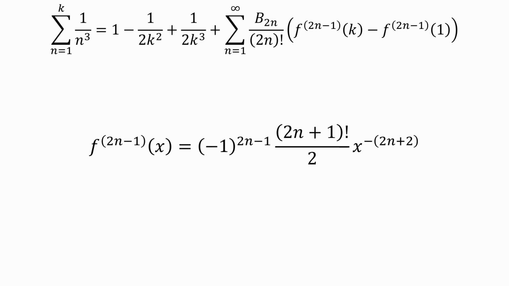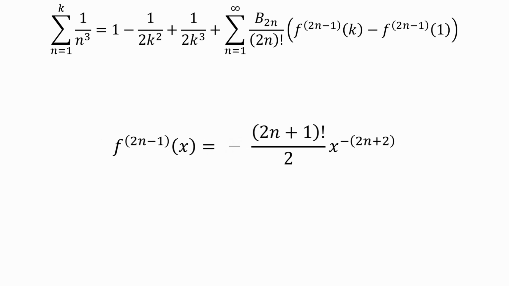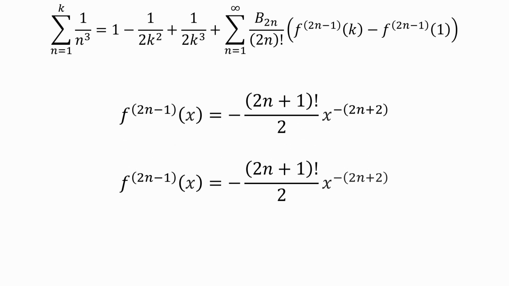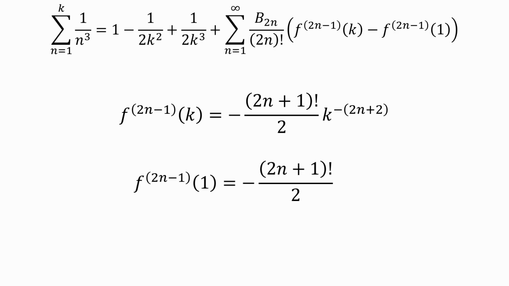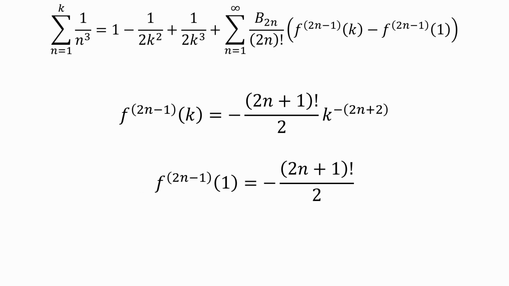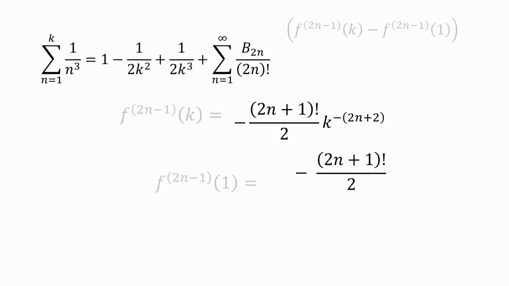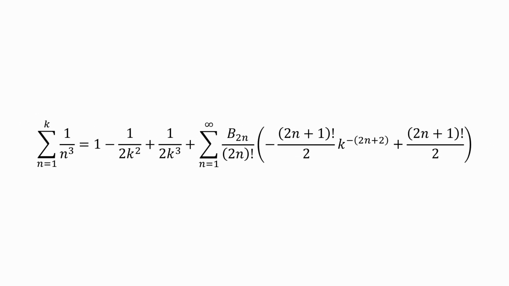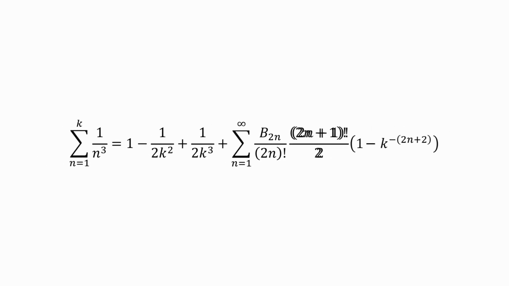2n minus 1 is odd, so minus 1 to the 2n minus 1 is minus 1. Putting in x equals k and x equals 1, and substituting these into our formula, we have a common factor of 2n plus 1 factorial over 2. The 2n plus 1 factorial partially cancels the 2n factorial.